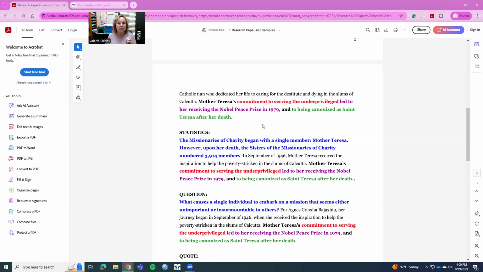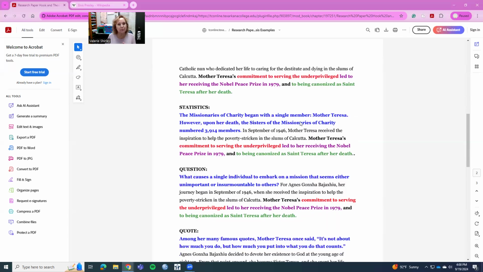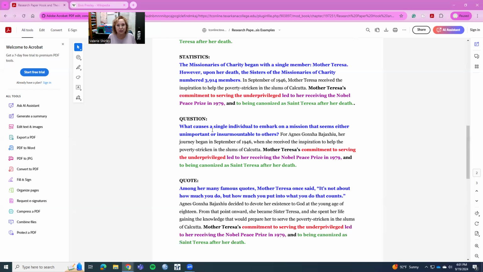So anyway, look over this paper, follow this recipe. If you want to start with a statistic, a rhetorical question: notice this rhetorical question does not say anything about you. It uses that third person academic language. What causes a single individual to embark on a mission that seems either unimportant or insurmountable to others? Sounds very sterile. I'm sorry, but this is the academic voice that we use in our writing.